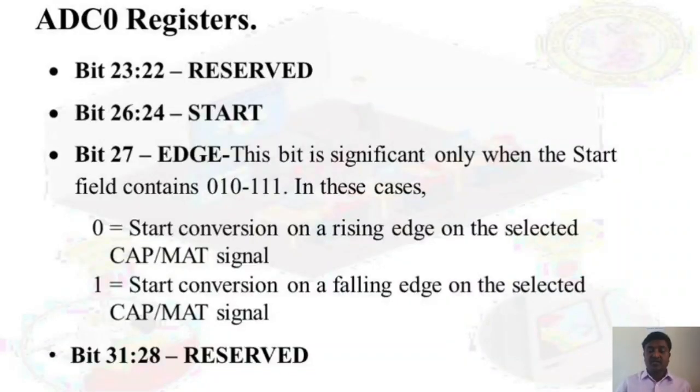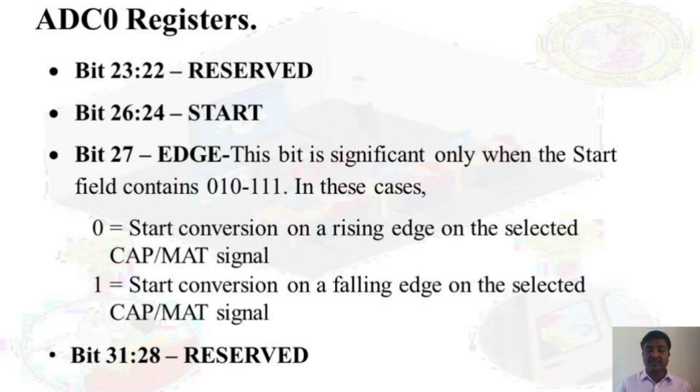Bit numbers 23 and 22, again these bits are reserved. Bits 24 to 26, that is 24, 25, 26, are the start bits. Conversion starts when the value is set to high; the conversion will start at this position.